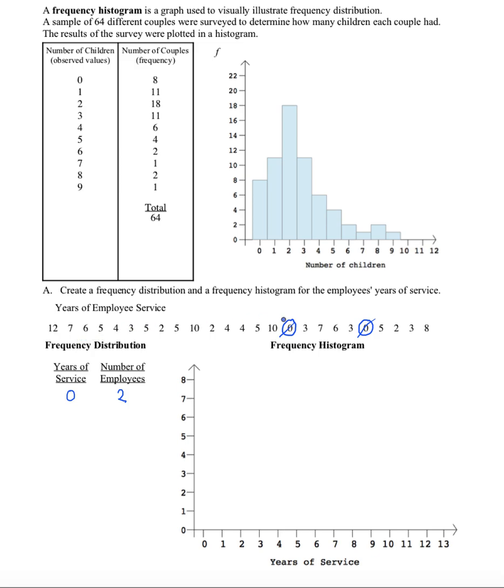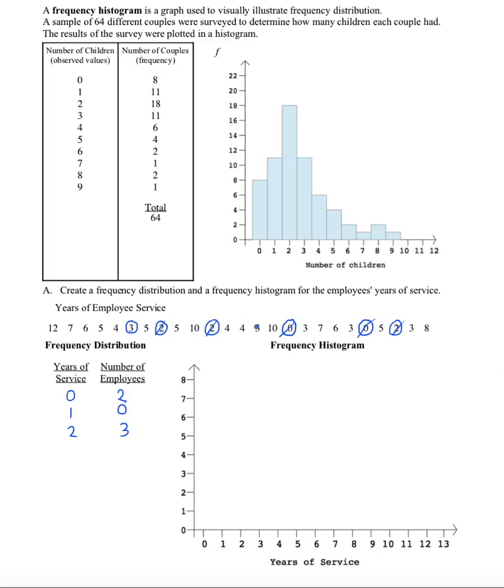Next, I'll go and look for any 1s. There aren't any 1s, but I do see some 2s. So I'll circle all the 2s. Okay, looks like we've got 0 1s and 3 2s. Now I'll cross those off. It's just a way of double checking to make sure I didn't miss anybody.